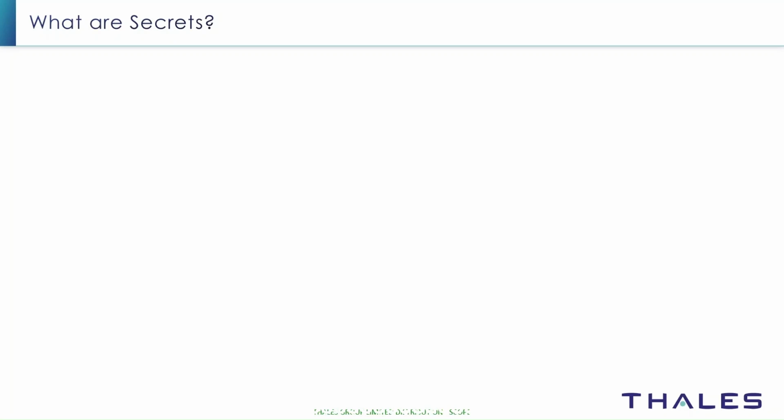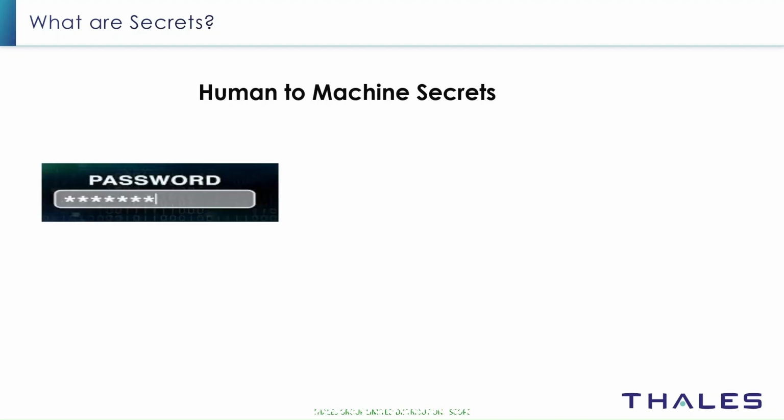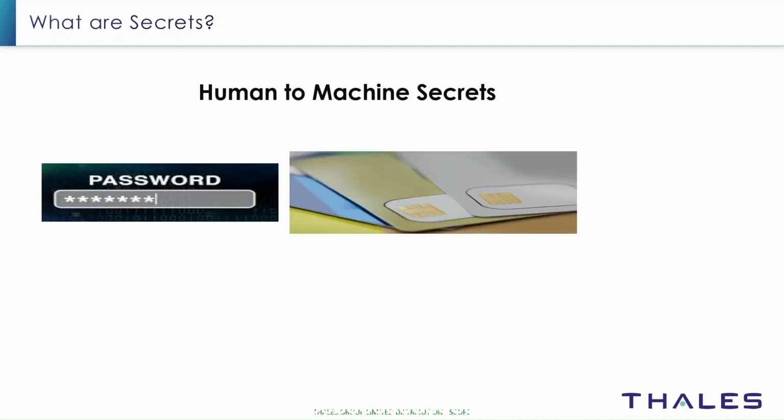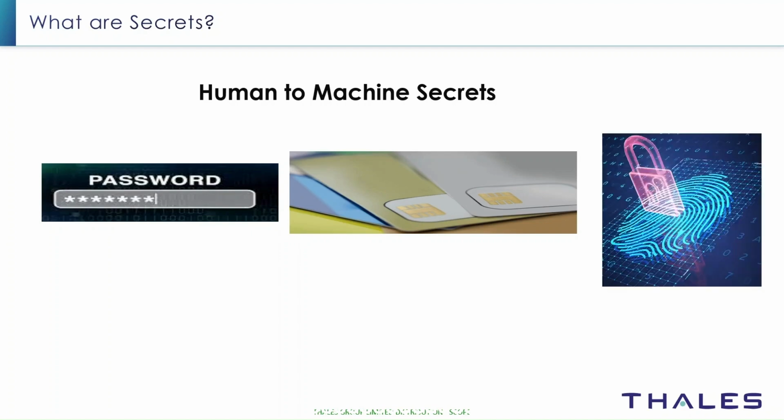Secrets are anything that gives you access to a resource, and we are most familiar with the human-to-machine secrets such as passwords, multi-factor authentication, smart cards sometimes that we use to access internal resources, internal websites, FIDO tokens, and biometric authentication.